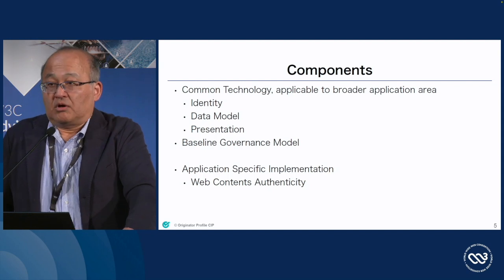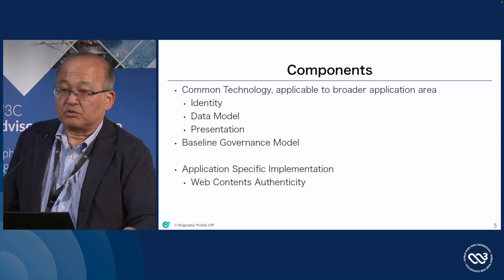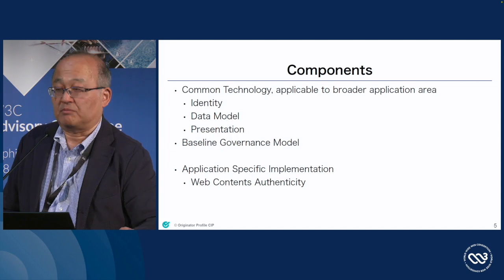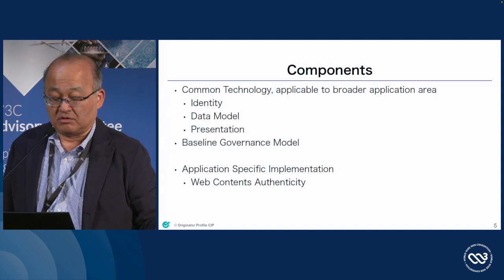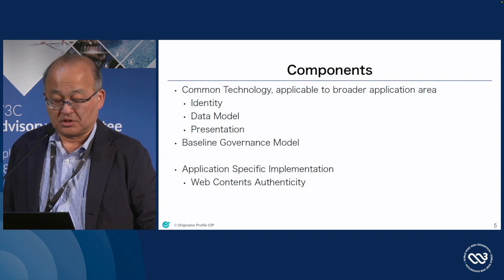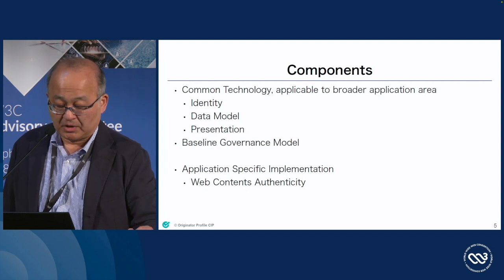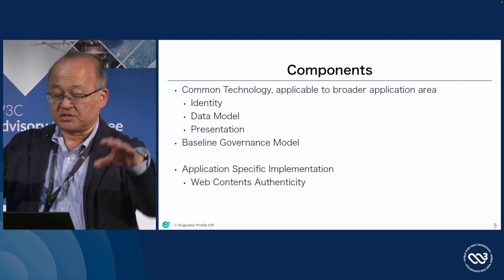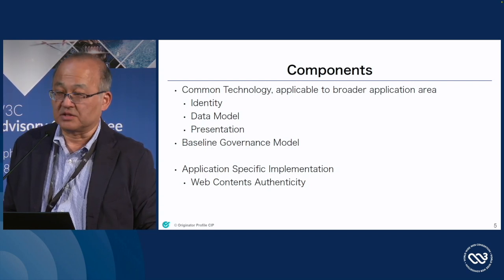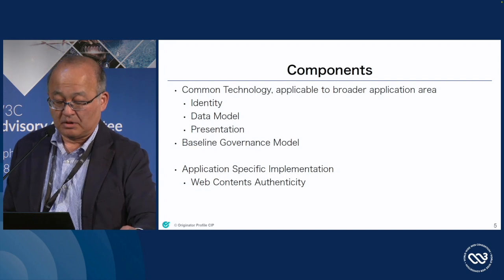So the Originator Profile consists of multiple components. These are common technologies applicable to a broader application area that is beyond web technology, which are identity, the data model, the presentation, and the baseline governance model. So we designed this based on these component technologies. We designed web content authenticity as one of the application areas.